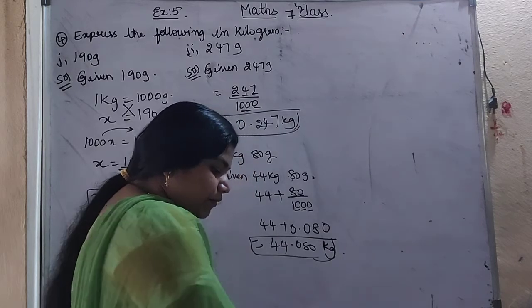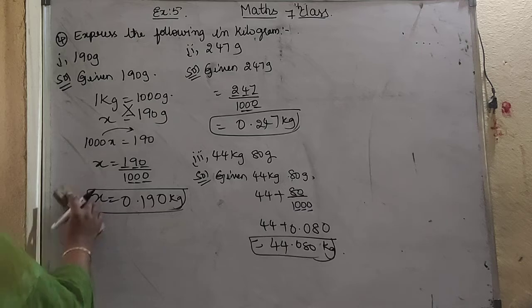Next, the fifth bit: write the following decimals in expanded form. Now we have to expand the numbers.